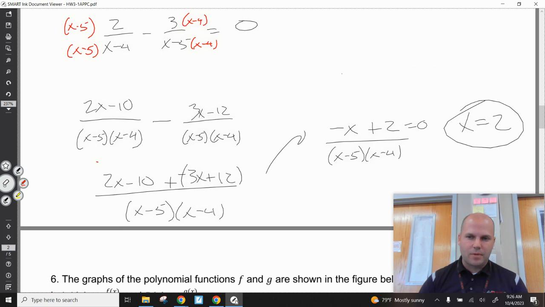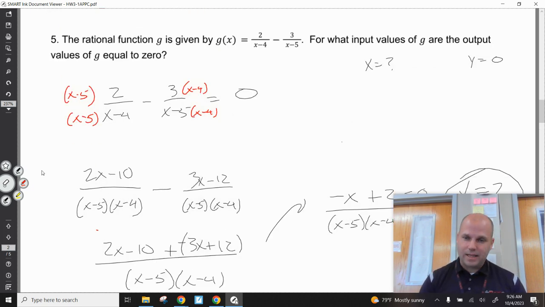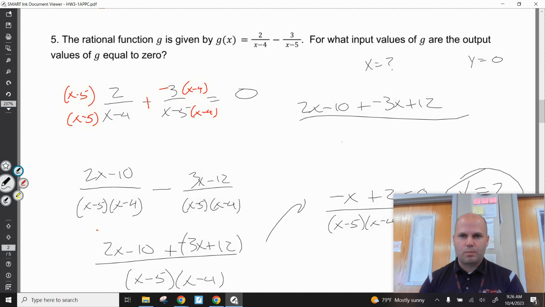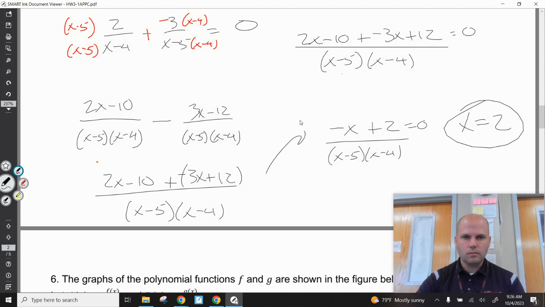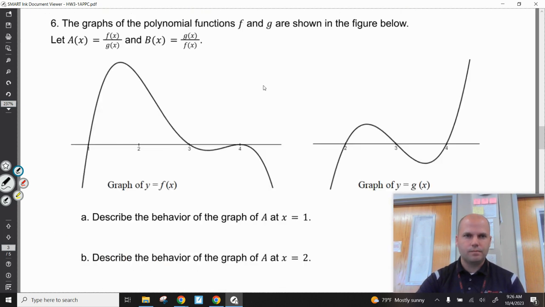Let me just show you what I'm going to do in the future because I like to do it. I think I make fewer mistakes. I will distribute this negative to the 3. I'll distribute the -3. I'll get 2x minus 10, and then I'll get -3x plus 12. I only deal with positives. I don't have to worry about a big set of parentheses because I'm distributing that negative into that 3 over the common denominator, x minus 5, x minus 4. When does this equal 0? When the top equals 0. You can combine, boom, you get that -x plus 2. x is 2. Cool. So we'll see more of those later.